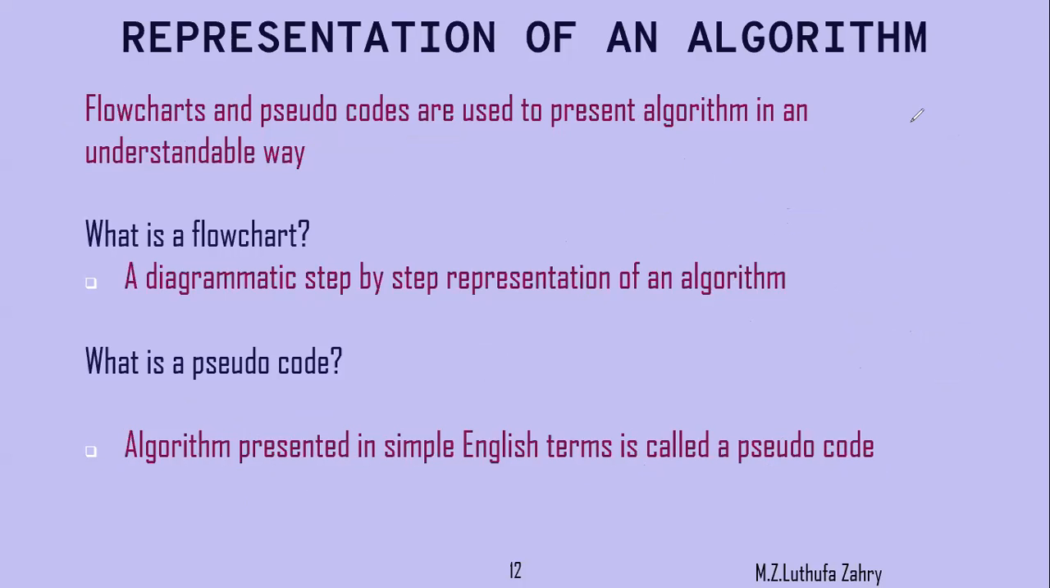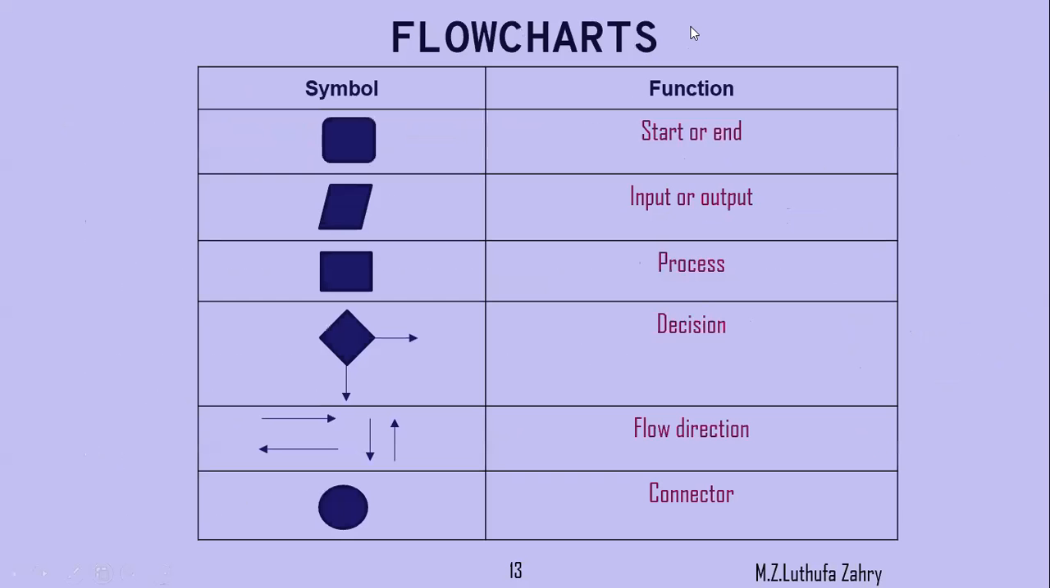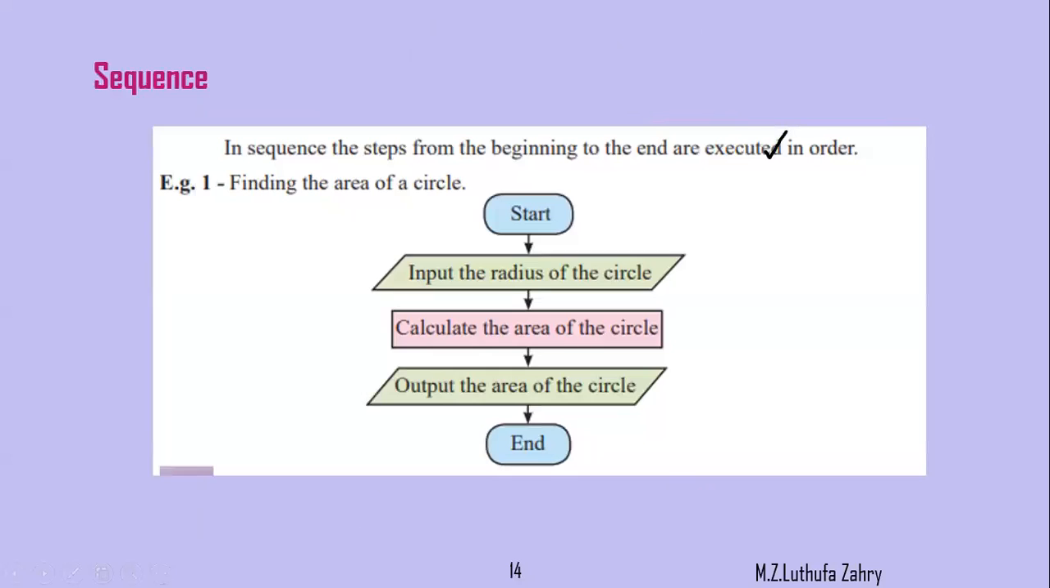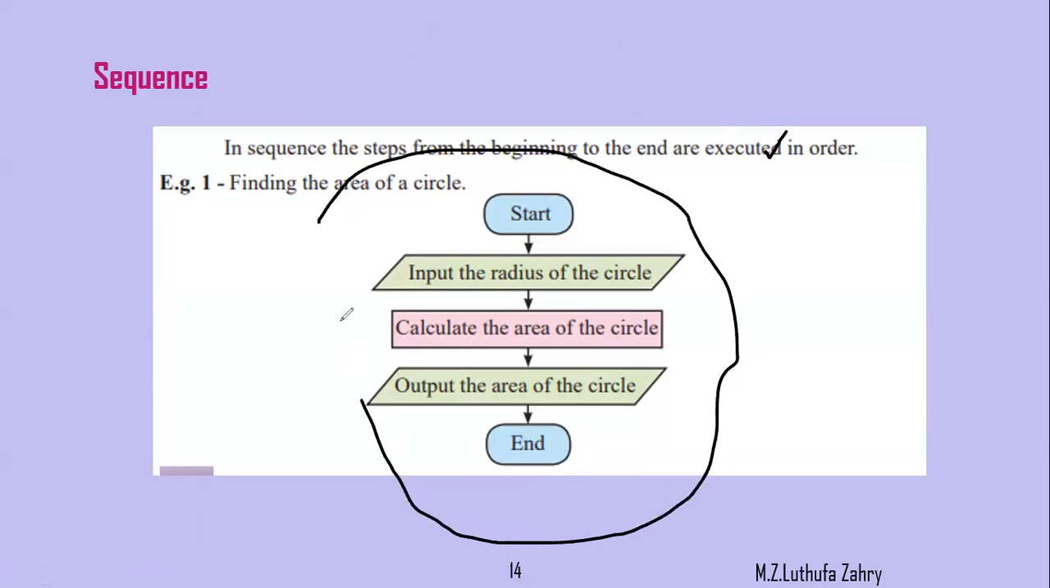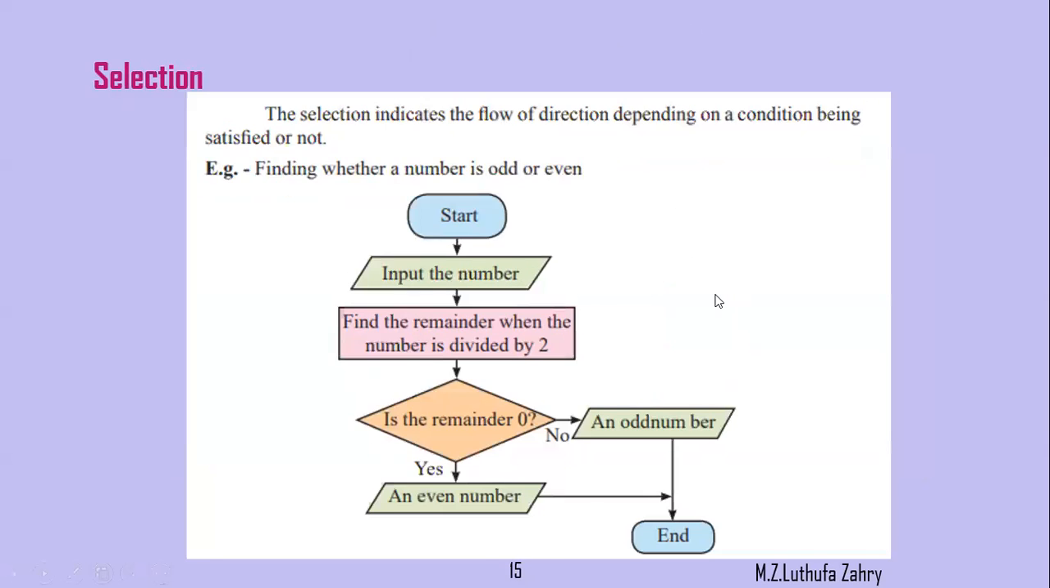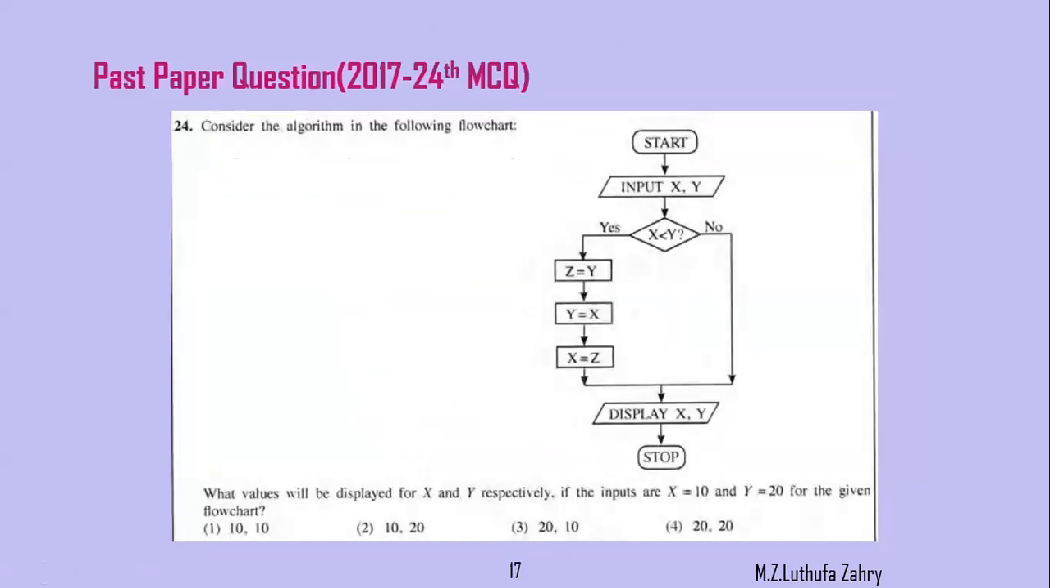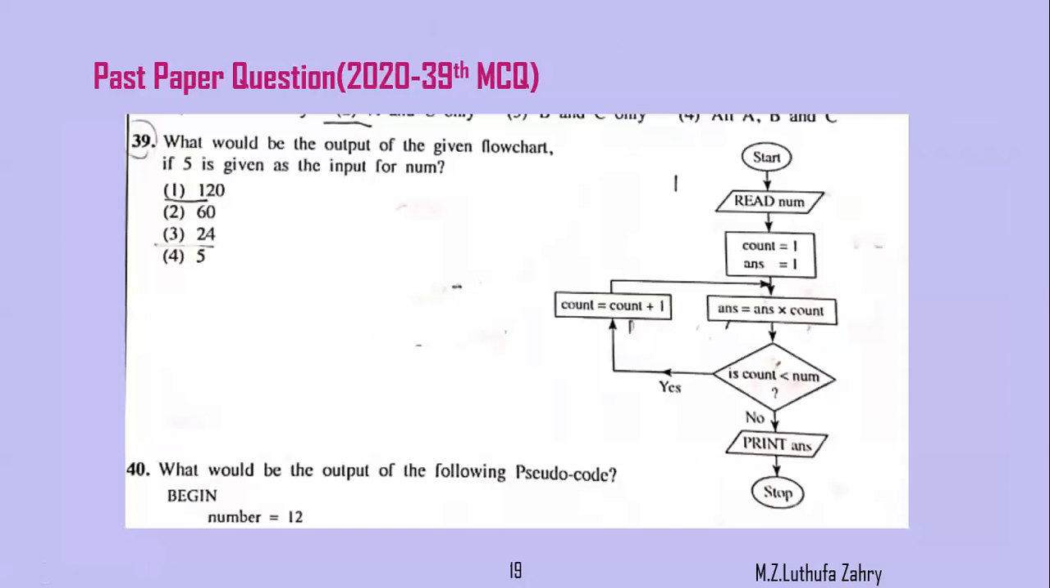So did you understand that? In the last class, we learned flow charts, all the symbols of flow charts and what each one represents. Then we learned how a sequence takes place in a sequential flow chart. Then we learned selection, then repetition, and then we did the past paper questions also, the 17th, 18th, and 20th questions.